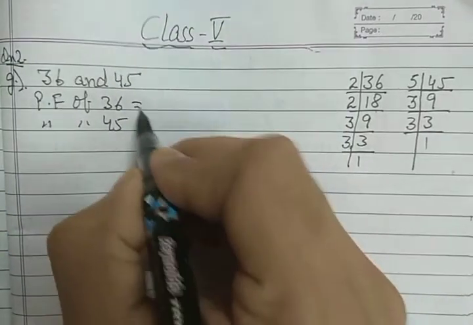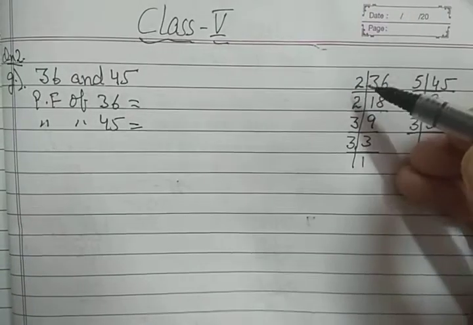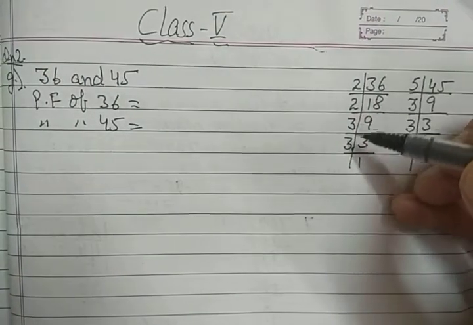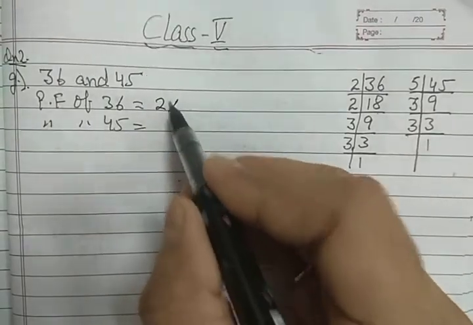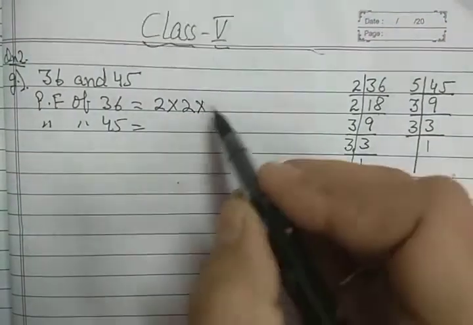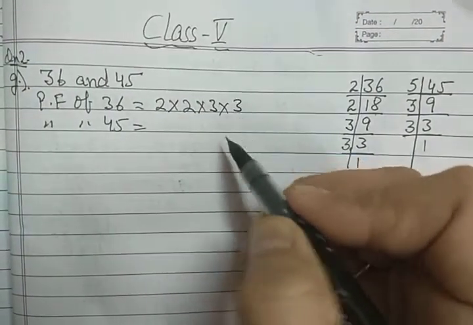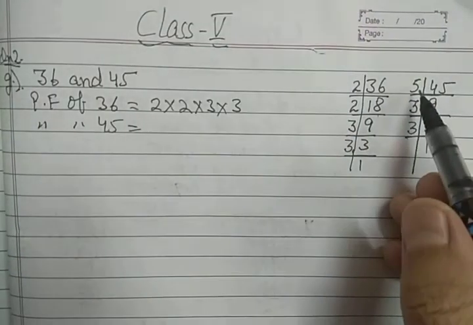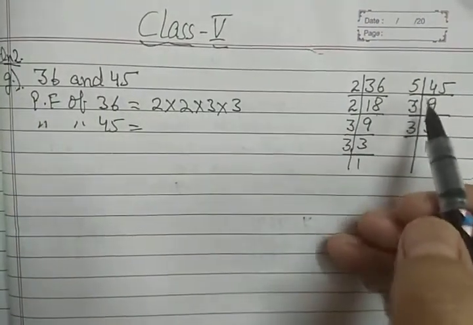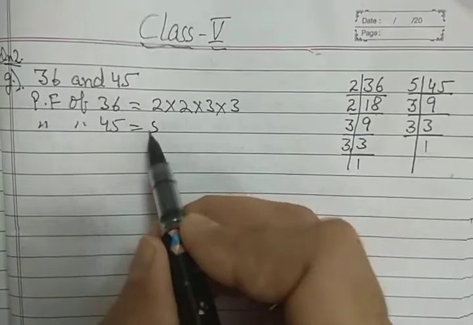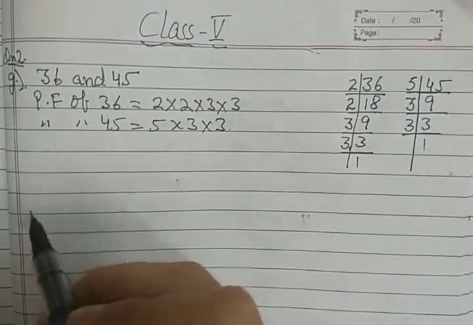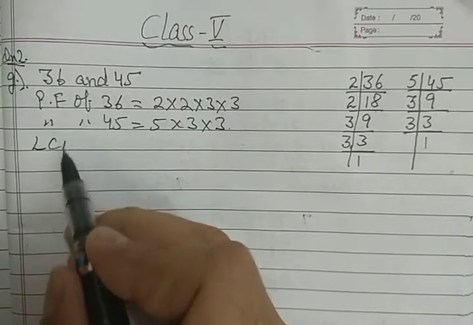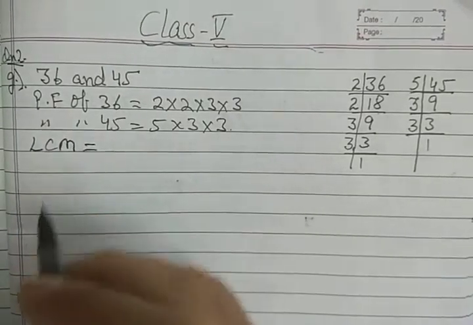Now we'll write the prime factorization of 36 and the prime factorization of 45. For writing the prime factorization, we will write the numbers which are on the left side of this line. So it is 2 into 2 into 3 into 3. Now the prime factorization of 45 is 5 into 3 into 3. Now the LCM of 36 and 45.